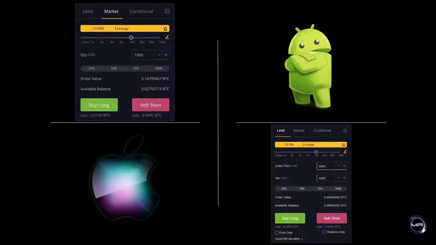Now, if you're on a phone, it's going to look something like this. Whether you're on an Android or an Apple, market or limit order would look something similar to this on your screen.